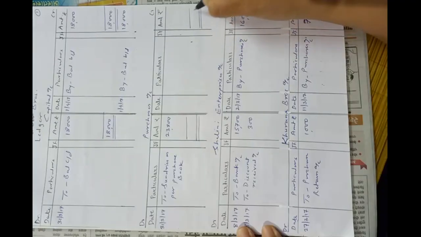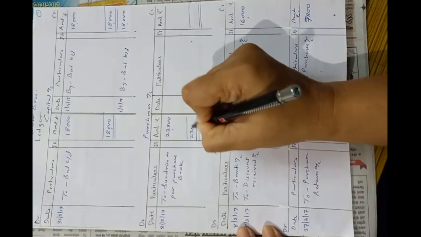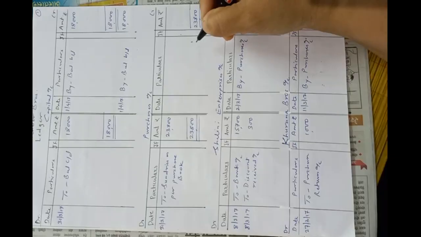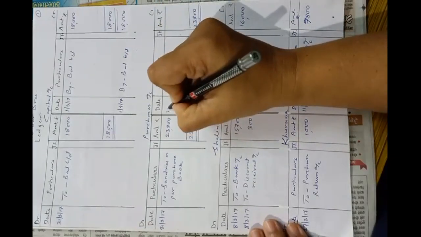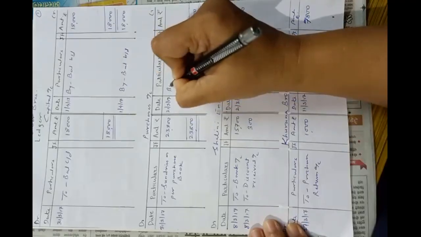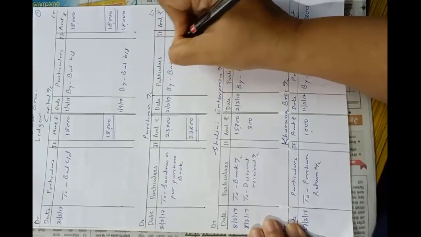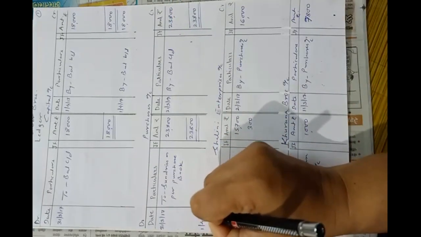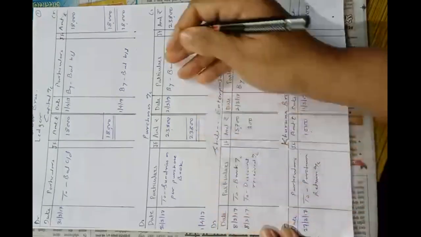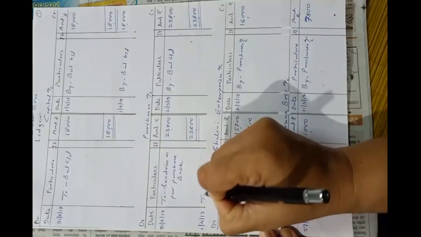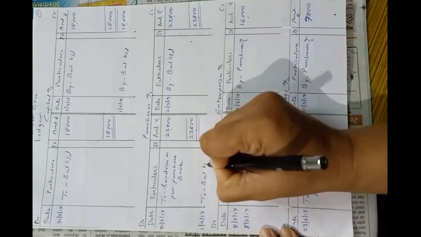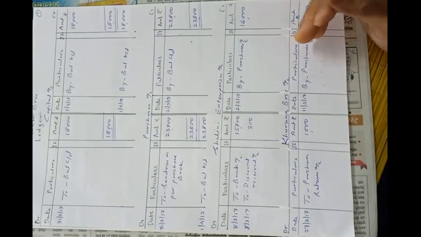Okay, now purchases account 23,800. So on 31st March 17 by balance carried down 23,800, and so on 1st April 17 opposite side below the total to balance brought down 23,800.